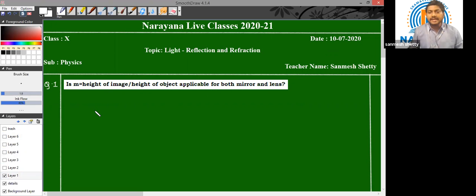Actually, there is a slight difference between the magnification formula of lens and the mirror. For mirror, we have magnification equal to image distance divided by object distance with a minus sign. But for lenses, we have magnification equal to just V by U without a minus sign. So that's the only difference. For mirror, we have a minus sign, and for lens, we don't. We just have V by U.